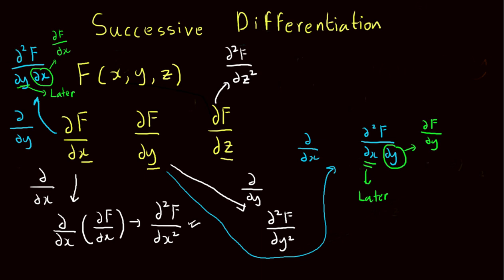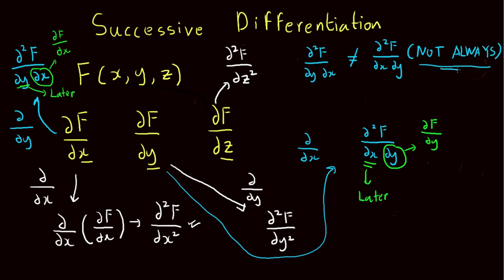One more thing I'd like to clarify is that del square f, del y, del x is not always the same as del square f, del x, del y. This is not something that happens always. It depends on the function.